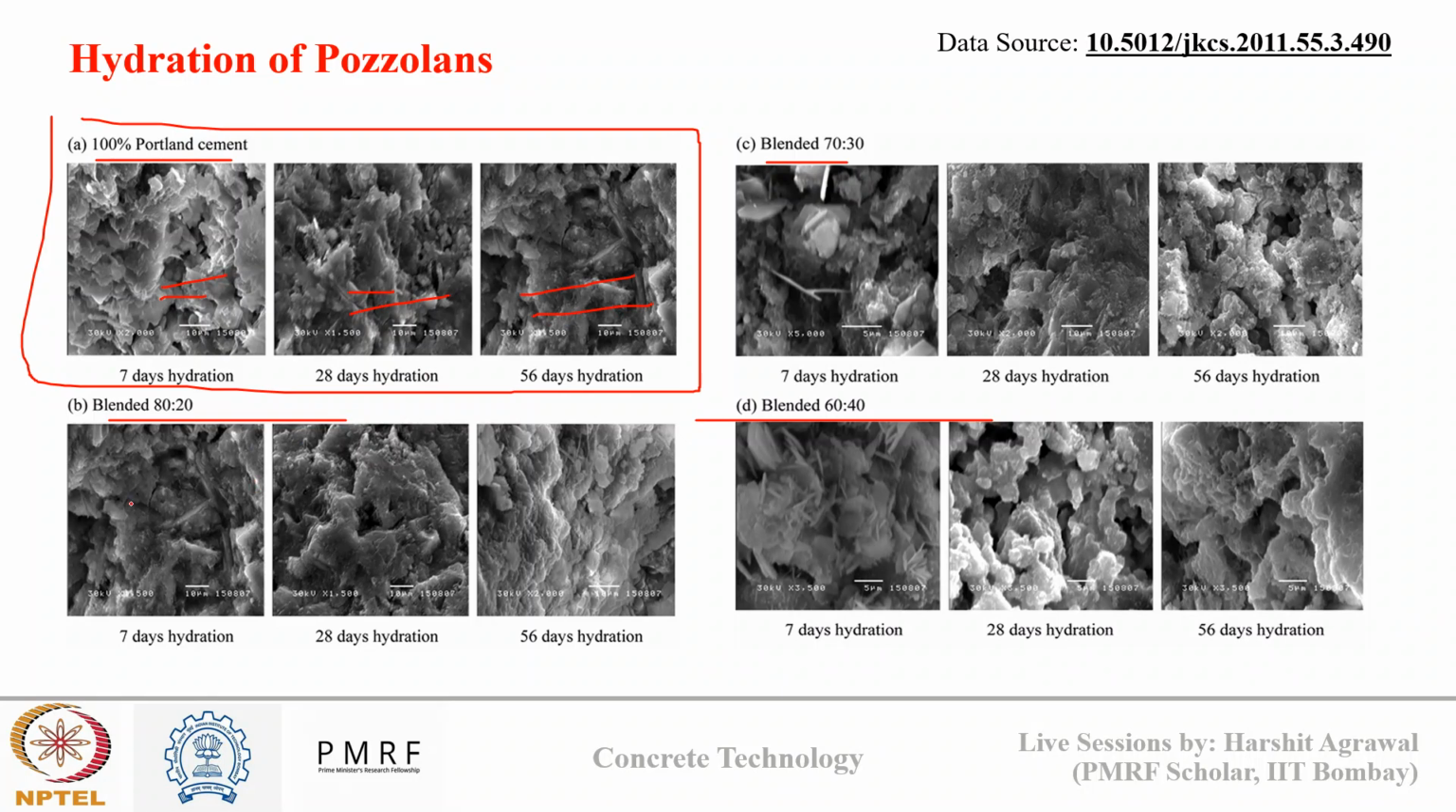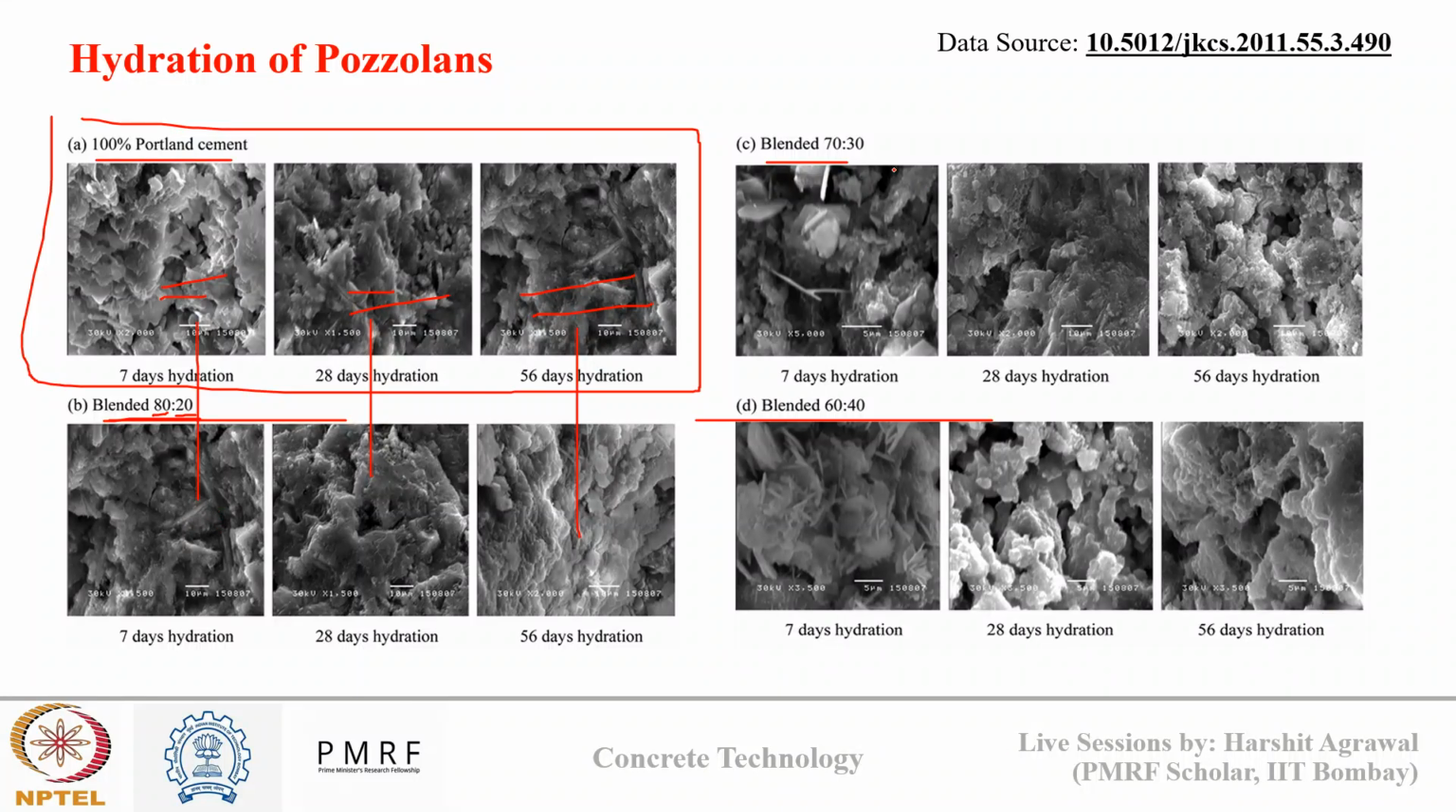Similar structure was observed in 80-20 proportion. So 80% is my OPC and 20% is my SCM. In this also you can see there is a similarity in the structure at different ages. So we can say Portland cement hydration is still dominating even after 20% substitution of my mineral admixture.